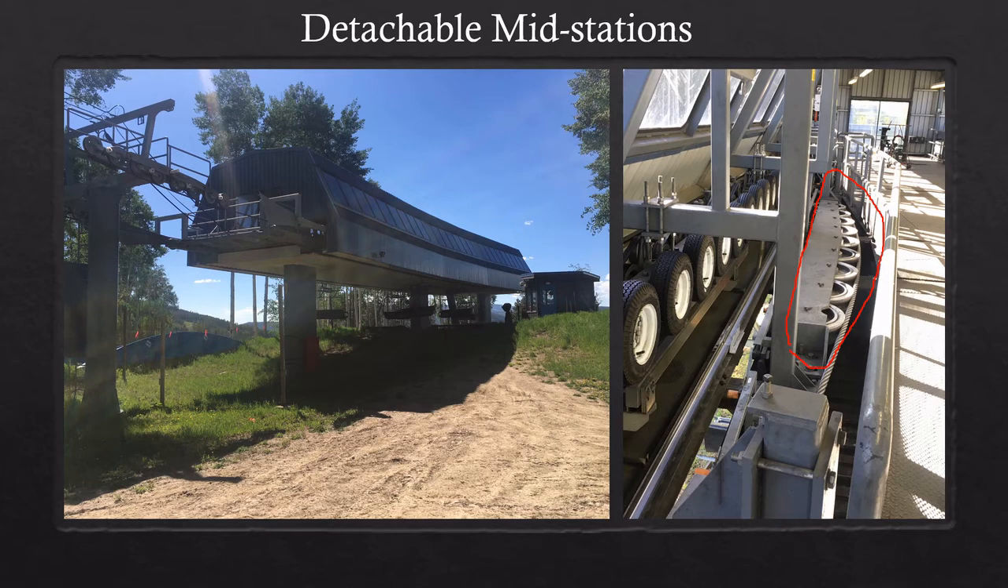Other types of mid-stations will use two different haul ropes with a same shared bull wheel that will transfer the power via friction. Other types of ropeways will actually be two separate ropeways mechanically that will meet at one mid-station, and this can be used so that one section or another can be run depending on the different operational needs.